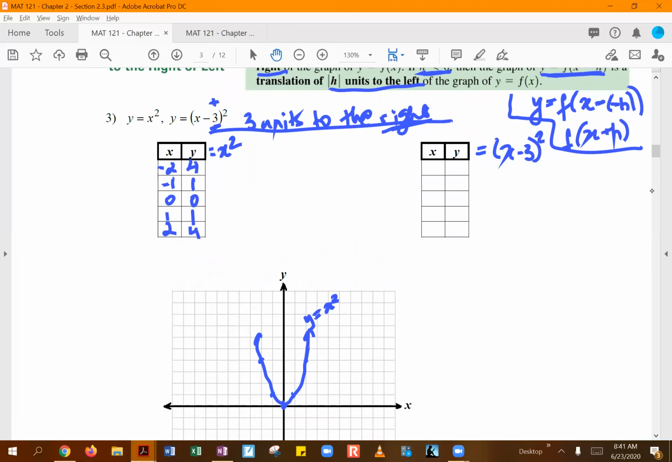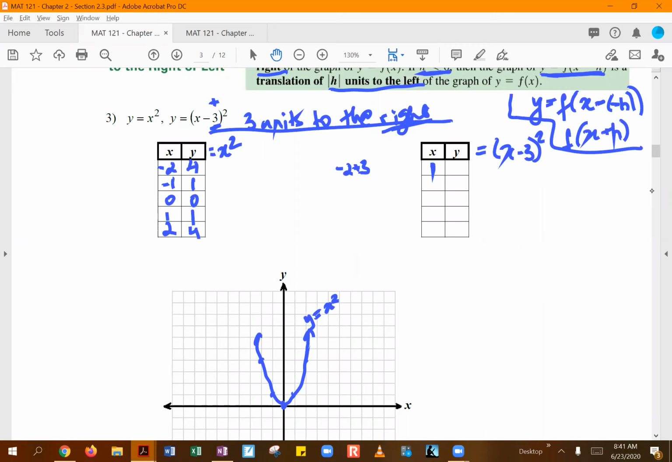So in this case, what I'm actually going to do is take all of my original x values that I have here in the first table, -2, -1, 0, 1, and 2. And to each of these, I'm going to add 3. And you will kind of see why I'm doing that. So if I take my -2 and add 3 to it, I will of course get +1. So I'm going to use that as my x value.